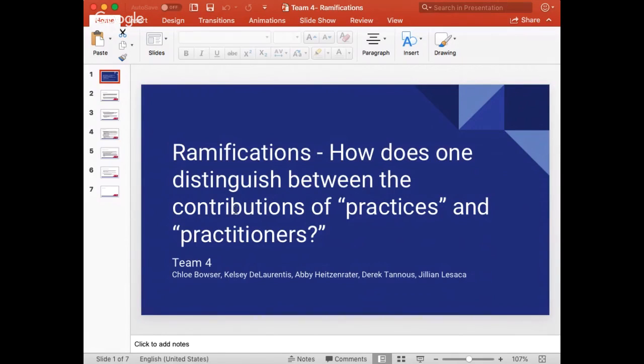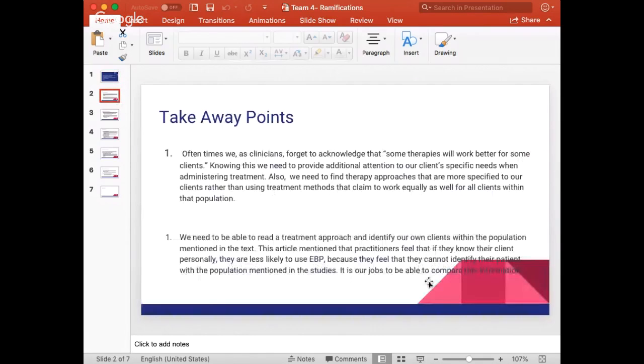Our section was how does one distinguish between the contribution of practices and practitioners? Our first set of takeaway points is about how sometimes as clinicians we forget that some therapies work better for some clients just because of innate abilities. So we need to be providing some additional attention to those clients that might need some extra supports in order for a certain therapy method to work.